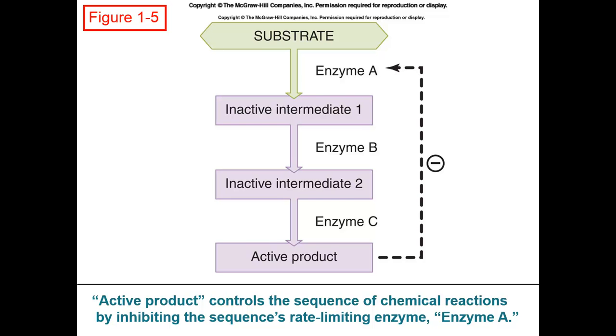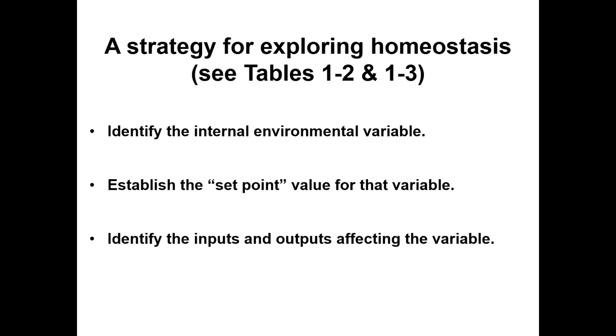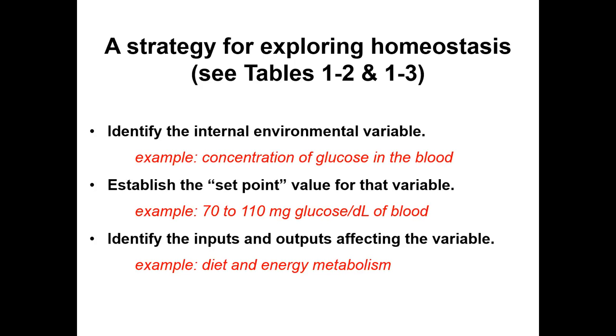Again, these are just examples. We're going to go through systems. A lot of introductory concepts. The strategy for exploring homeostasis: you identify the internal environmental variable, for example, the concentration of glucose in the blood. You establish the set point. It's somewhere between 70 and 110 milligrams of glucose per deciliter of blood. And you identify the inputs and the outputs, diet and energy. So this is just like experimental design in some ways, right? This is how you understand.